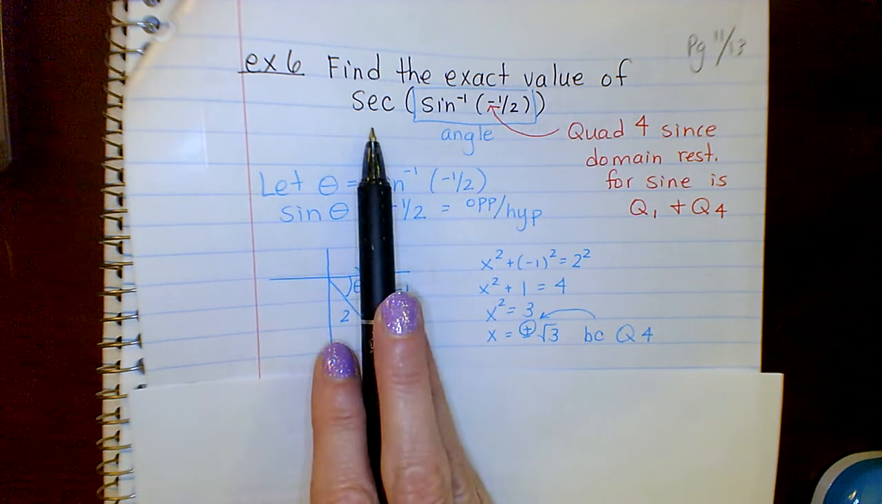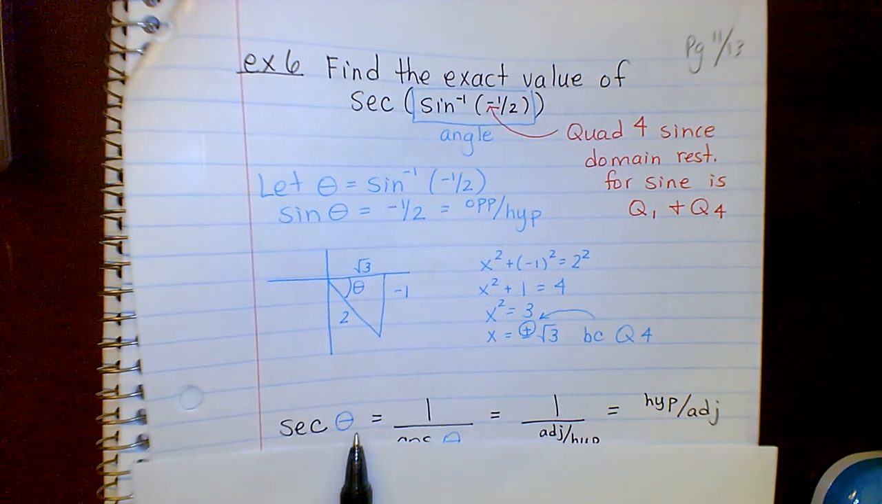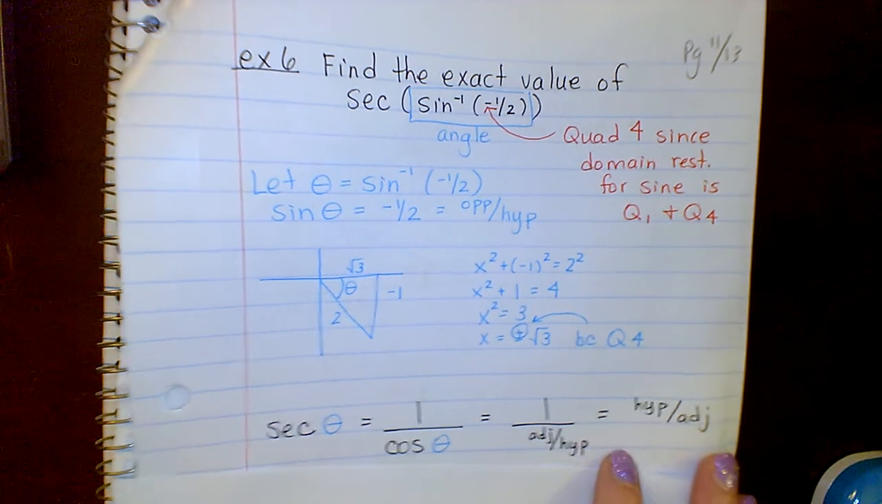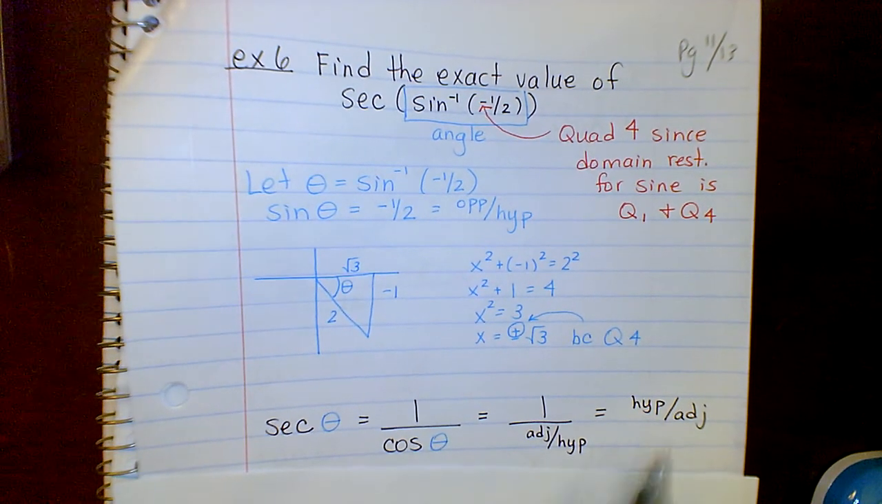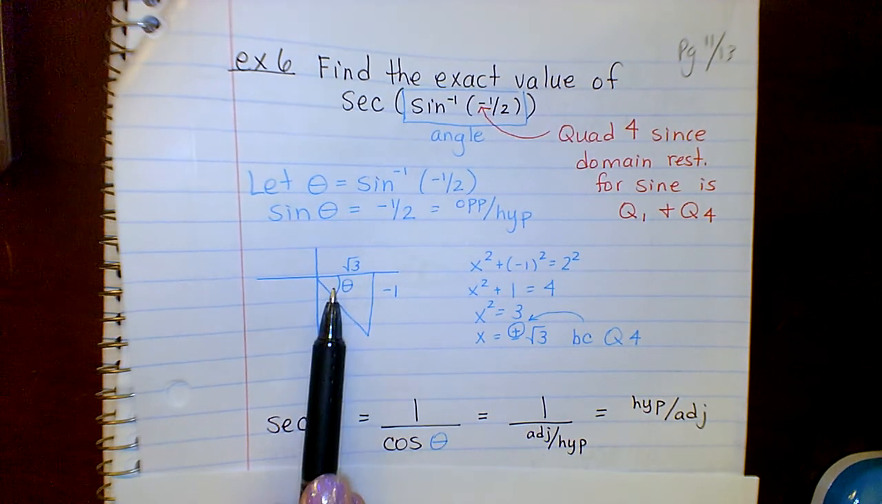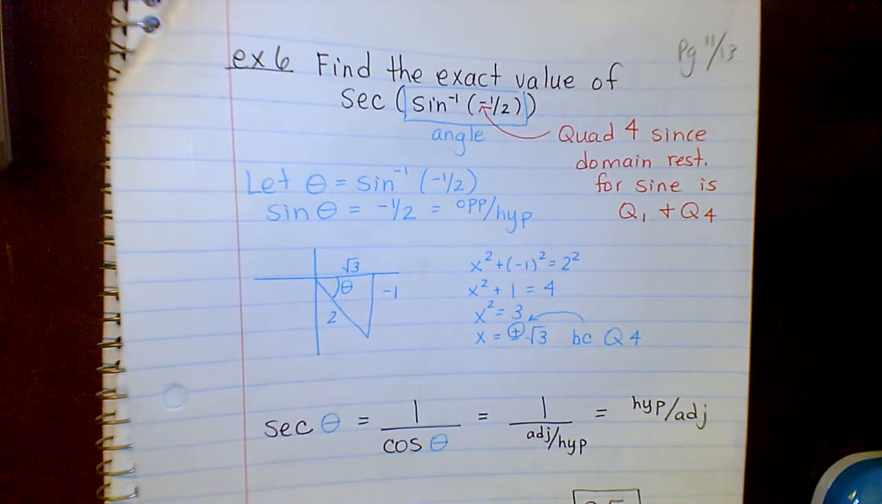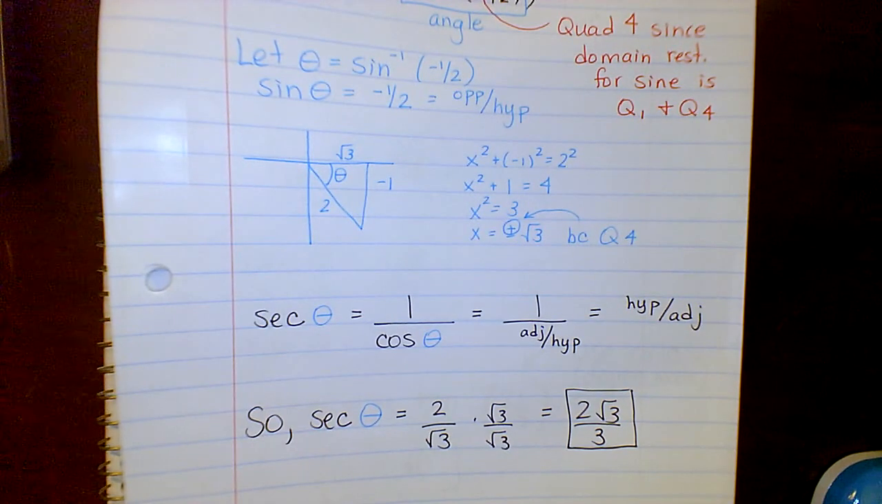All right, and you know how to wrap it up. It's going to be secant of theta. The secant of theta is 1 over cosine. That's a reciprocal function. Cosine is adjacent over hypotenuse, so secant is going to be hypotenuse over adjacent. So that's going to be 2 over √3. I'm going to rationalize that to get rid of the radical in the denominator, and we get 2√3 over 3.